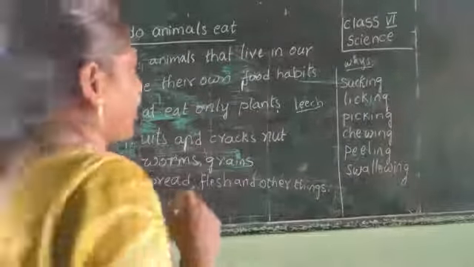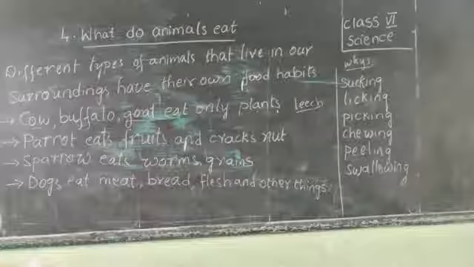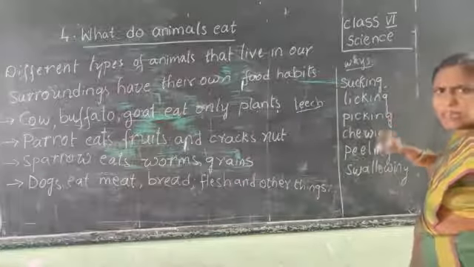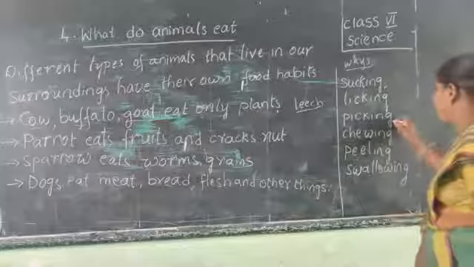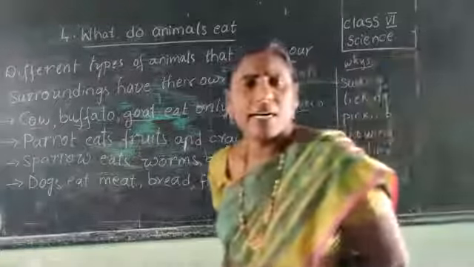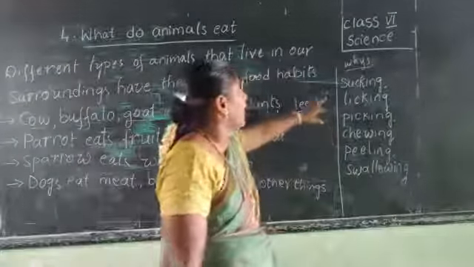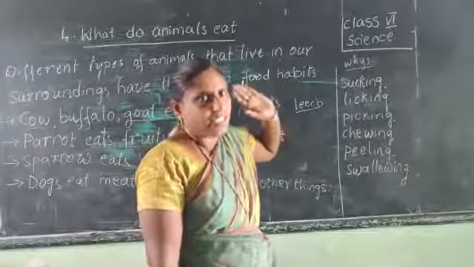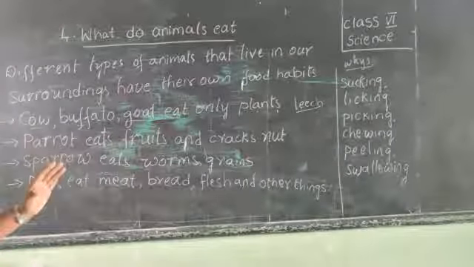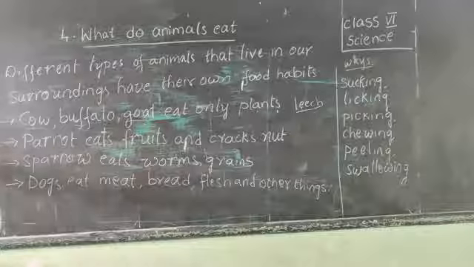So what are the different ways to get the food? The different ways to get the food are sucking, licking, picking, chewing, peeling, swallowing. These are the different ways to take the food. Sucking, licking, picking, chewing, peeling and swallowing are the different ways to take the food.